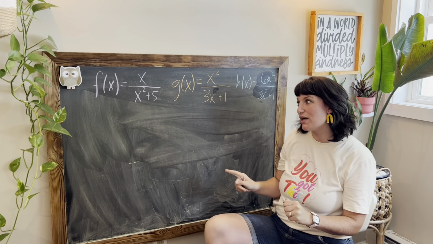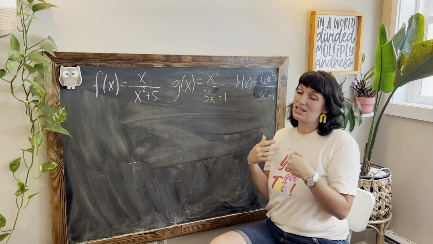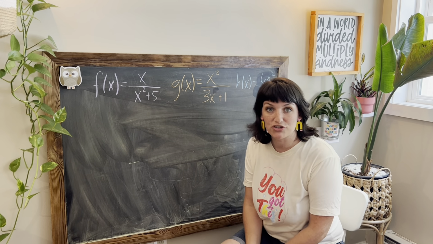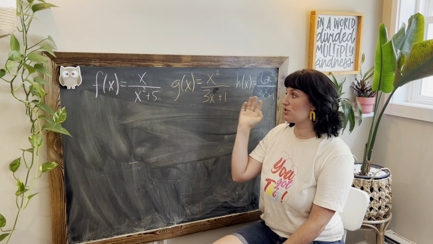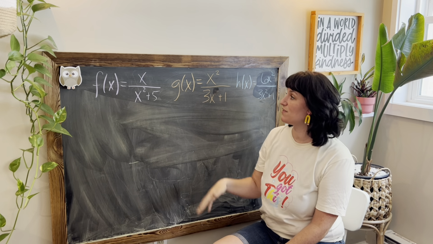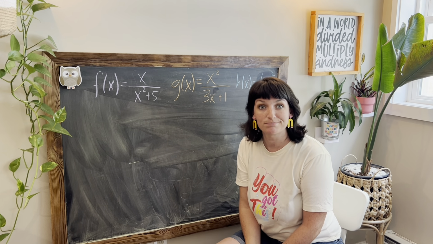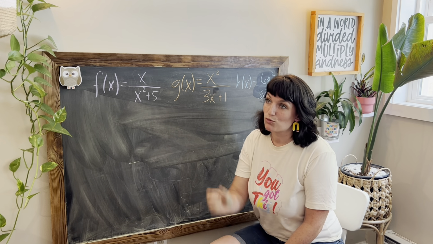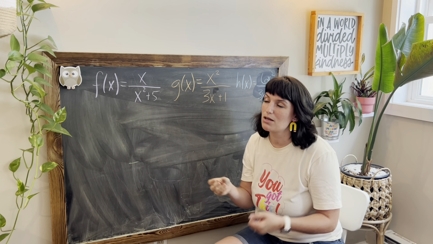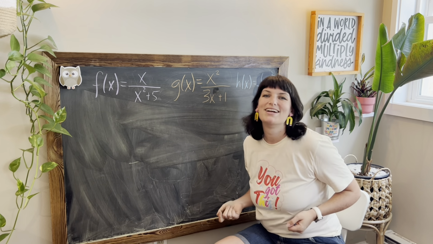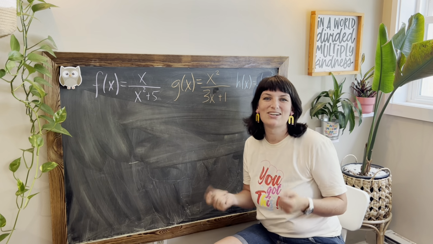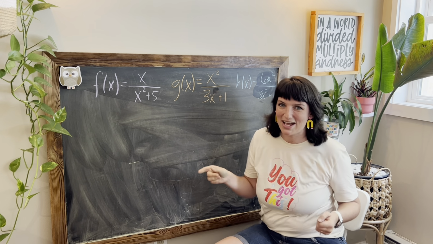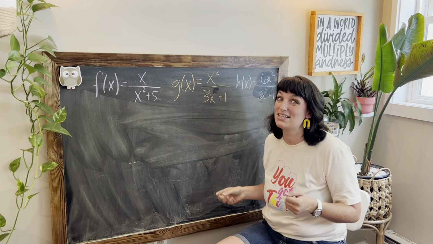We are doing rational functions and the end behaviors of those rational functions. Please notice these three, f, g, and h, are rational functions. It's a polynomial over a polynomial. And for rational functions, it's all about the ratio. The ratio. It's all about the ratio.